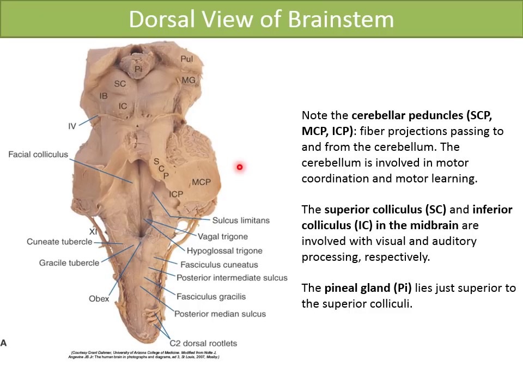Here is a dorsal view of the brainstem. And now we see some of the cerebellar peduncles, both the superior cerebellar peduncle, the middle cerebellar peduncle, and the inferior cerebellar peduncle. They are the major attachment between the cerebellum and brainstem, and many of those travel up to higher portions of the brain.